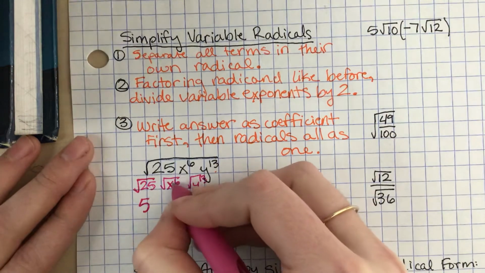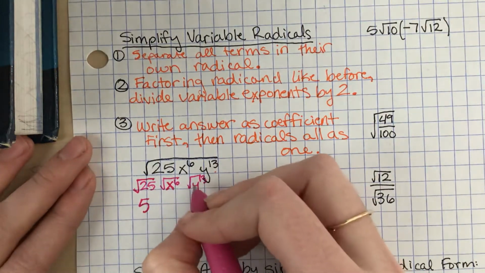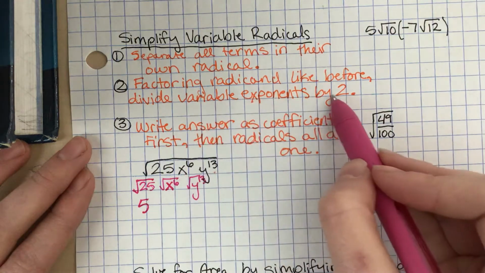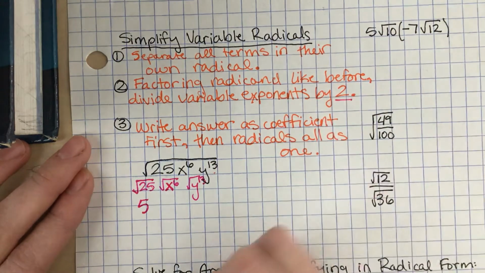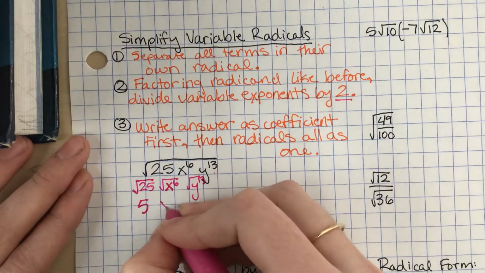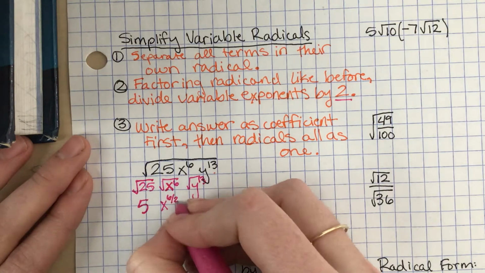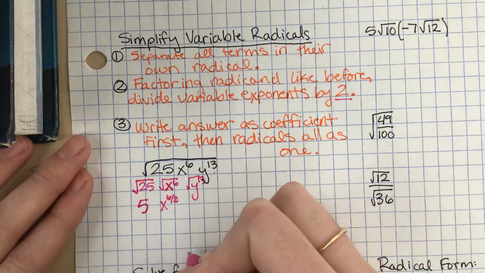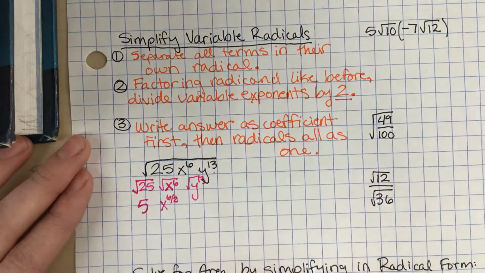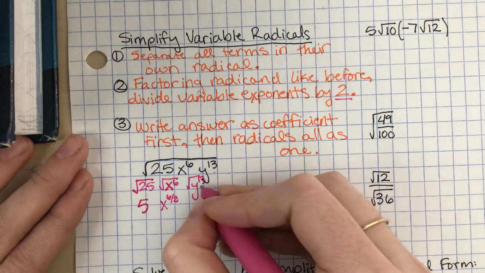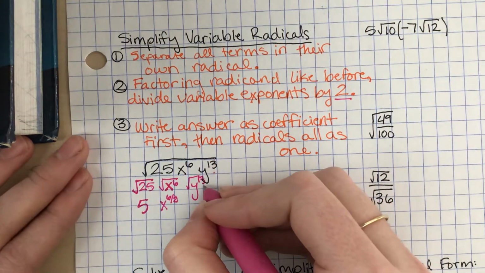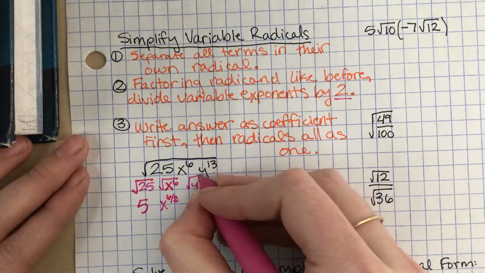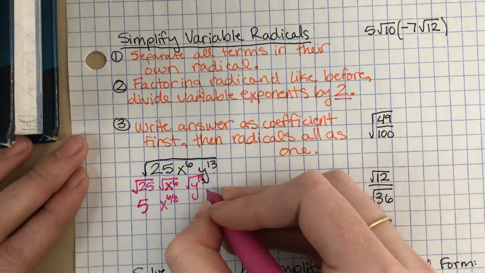Now, we said for our variables, we want to divide our exponents by 2. So now we would take x to the 6 divided by 2. Once I write that divided by 2, I get rid of the square root sign. There is no more radical there. It is just x to the 6 divided by 2. Now, this y to the 13th, though, gives us some trouble. As I said earlier, it's not an even number, so it doesn't divide by 2 evenly.